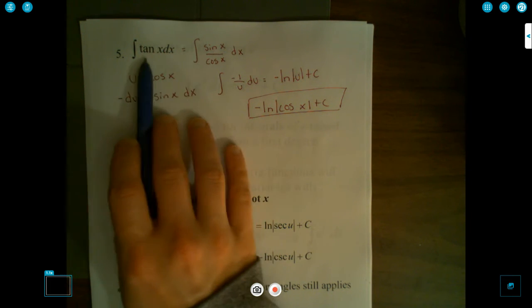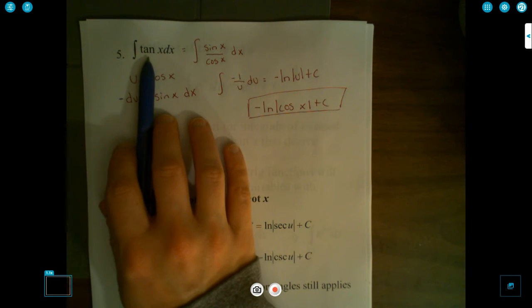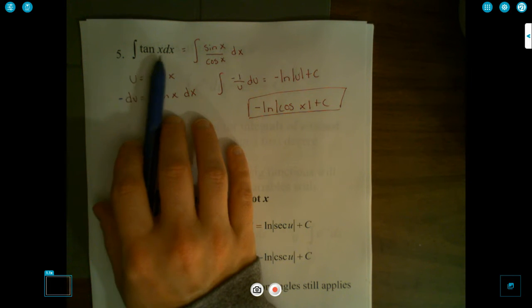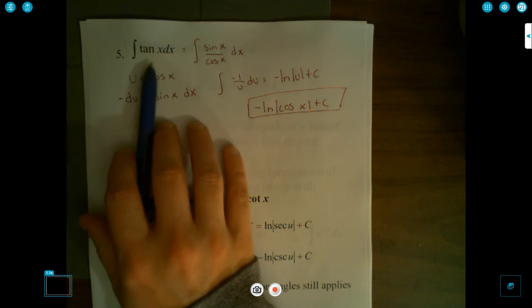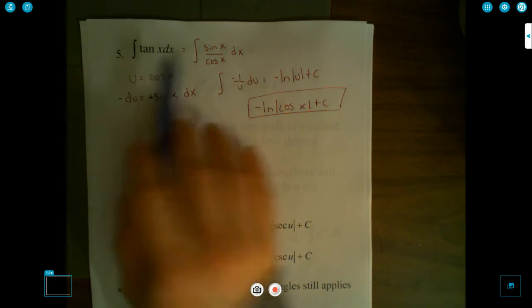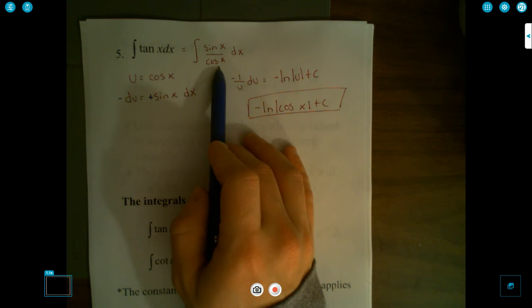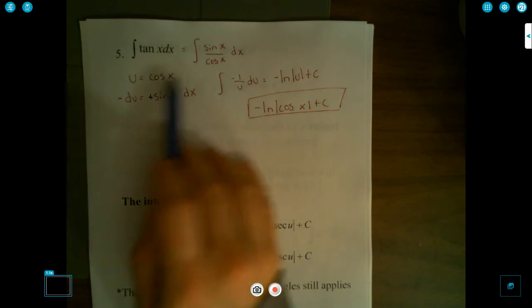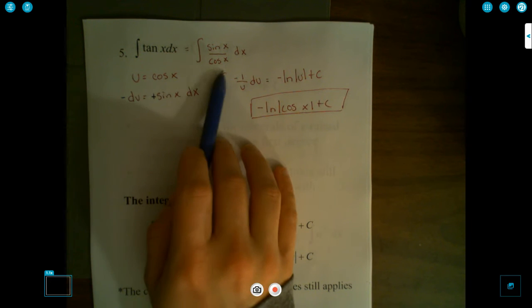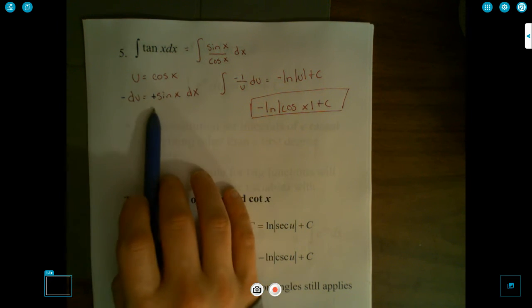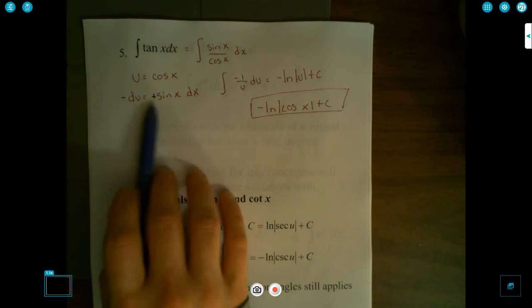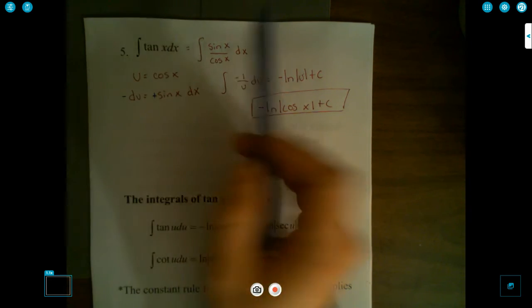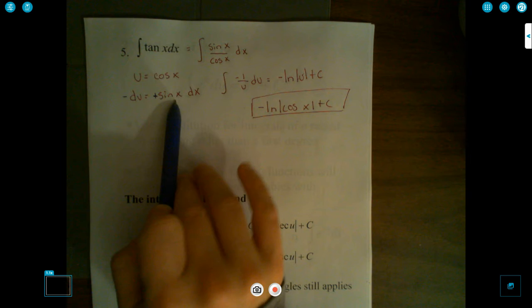The reason I'm doing that is because with tangent of x, when I think of the derivatives of trig functions, there's nothing we can do with it. Nothing matches up. No good, can't do a thing. So I rewrite it as sine x over cosine x. When I do that, I can let the denominator be u. I take the derivative, I get negative sine x. Then I know, okay, if I multiply or divide by a negative, I get it to match up perfectly with sine x.